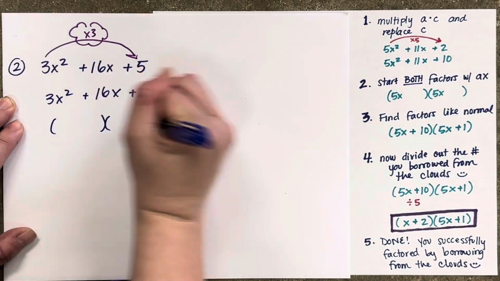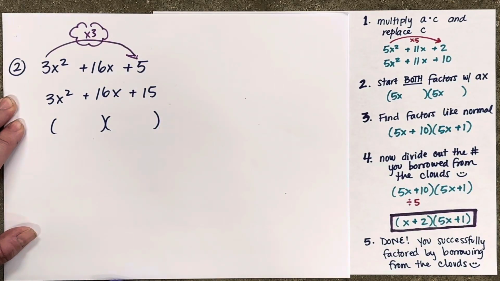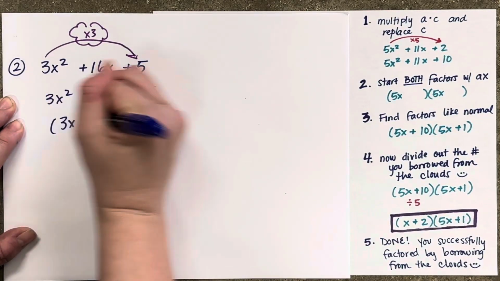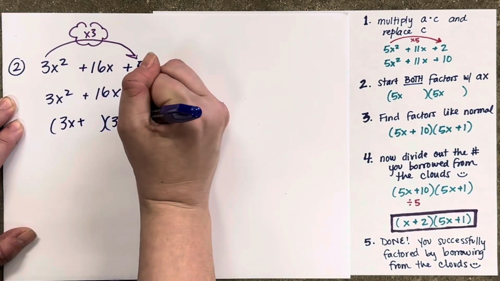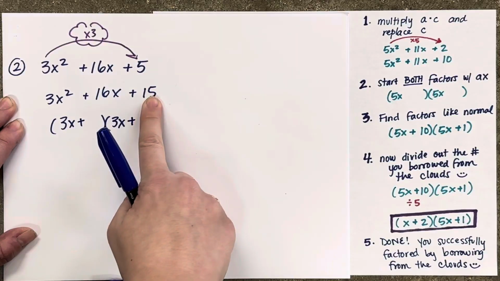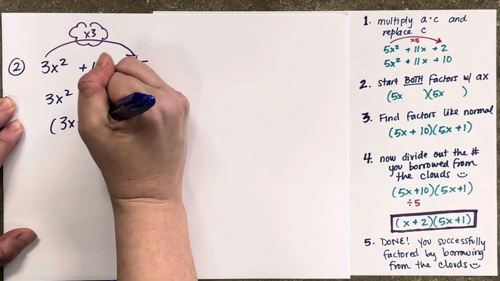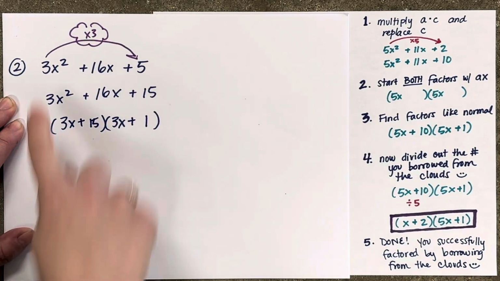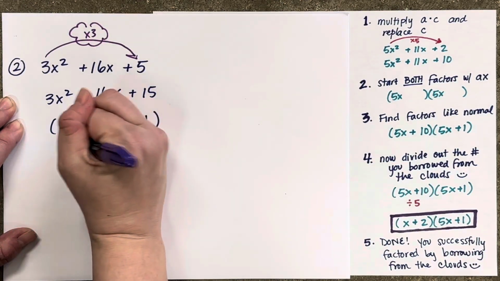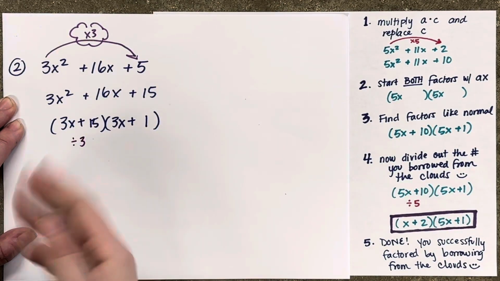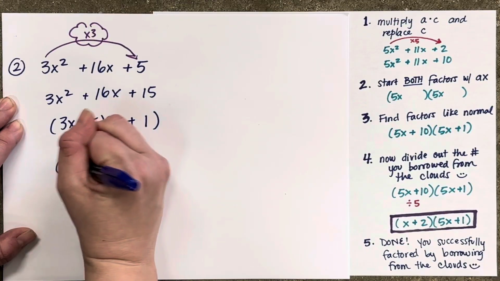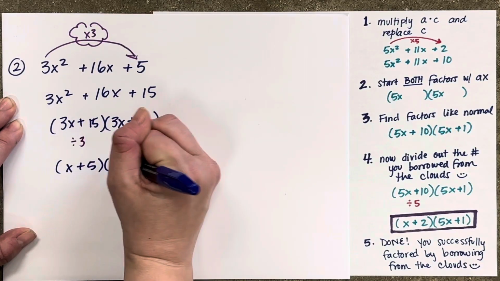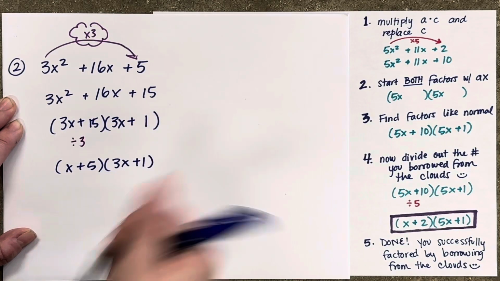Now I'm going to make my factors. Both of them are gonna start with 3x. These are both still positive because this is the easy problems. Factors of 15 that add up to 16, that's obviously 15 and 1. Now I borrowed 3. I have to give it back, okay? In this parentheses, in this factor, both of these terms are divisible by 3, so that makes it easy. x plus 5 times 3x plus 1.